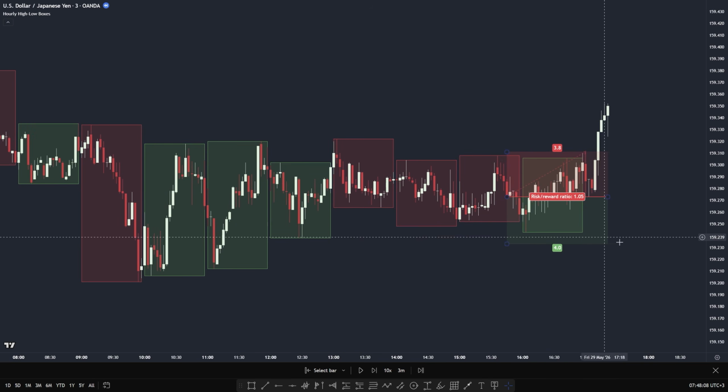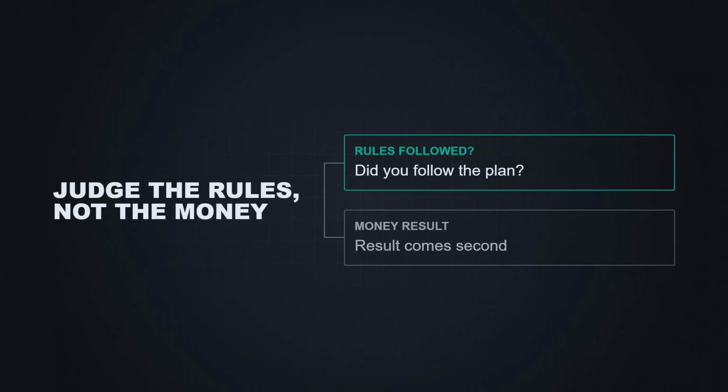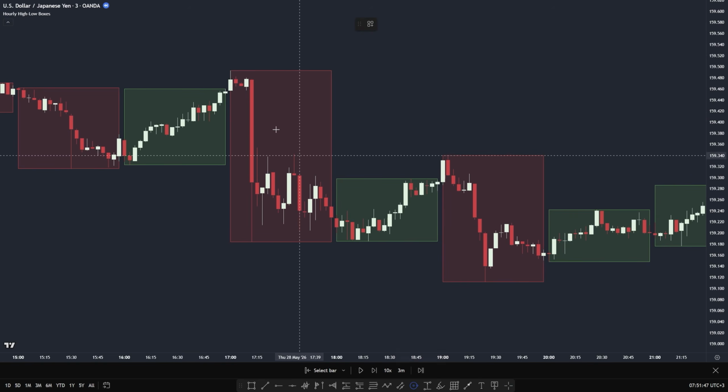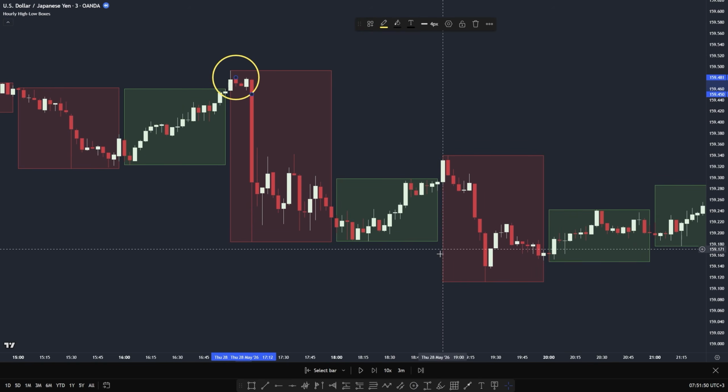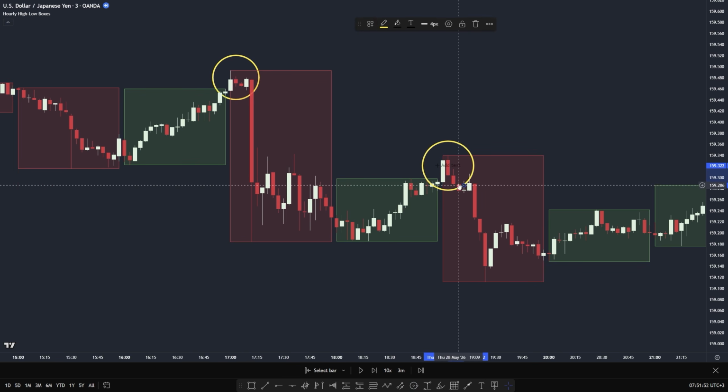This is trade review or process-based trading. It means you judge the trade by the rules, not just by the money result. A clean trade can lose. A bad trade can win. You improve by removing the bad trades, not by expecting every clean setup to win.